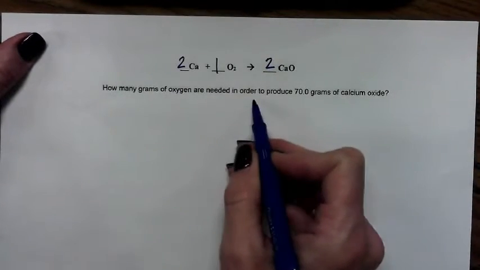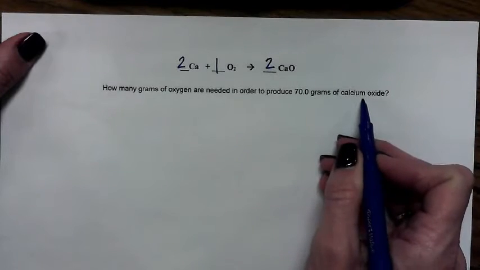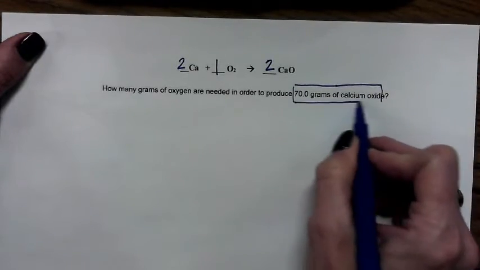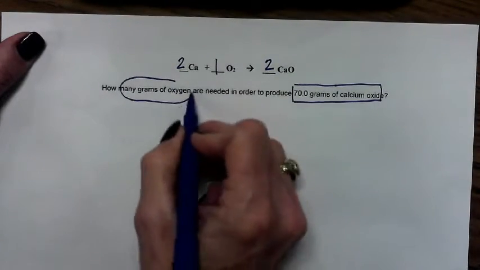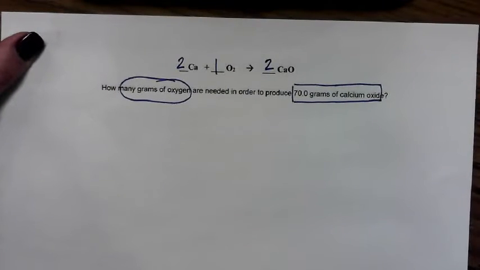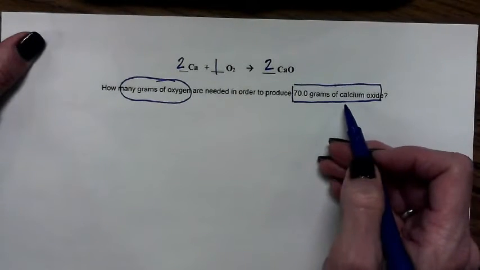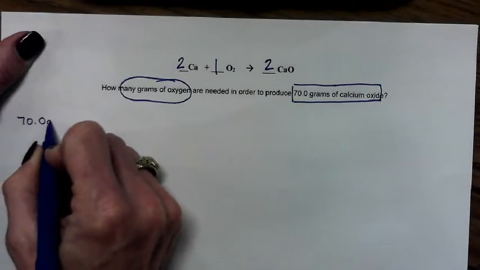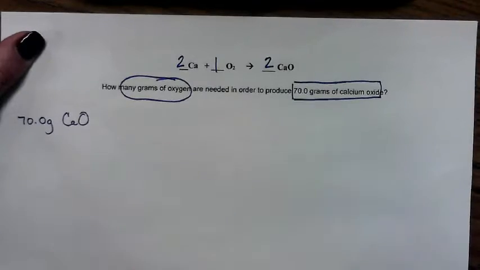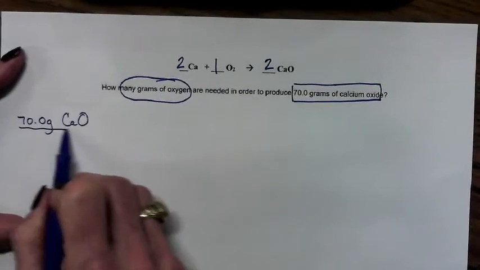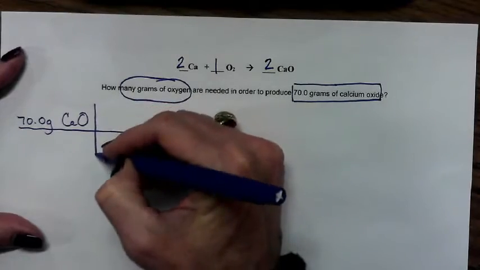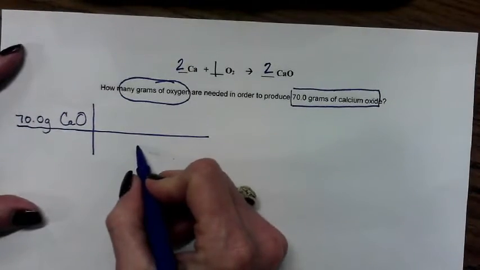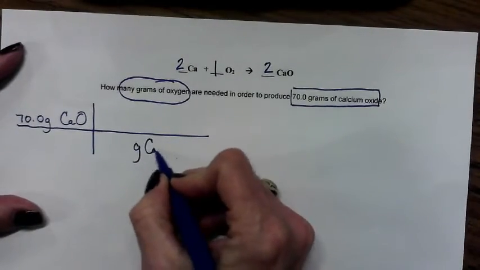How many grams of oxygen are needed in order to produce 70 grams of calcium oxide? Well, I box my given, and circle my unknown. I start these problems the same way I started them in the mole unit. I write my given, 70.0 grams of CaO. Okay, in order to get out of grams, I first disco down the unit. I mean, you can't do anything without discoing down units. So I put grams of CaO.